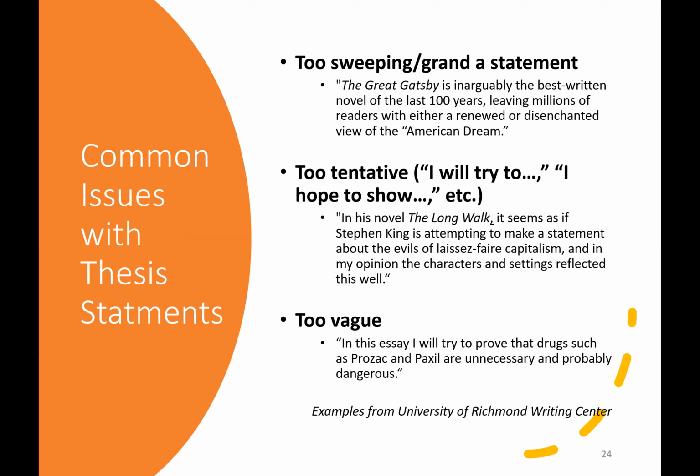You want to make sure it's specific, but you also want to make sure you don't alienate your reader with a statement like this: The Great Gatsby is inarguably the best written novel of the last 100 years. Well, if you start with a statement like that, a lot of readers are going to immediately disagree, and then you've lost them. And you're not phrasing it as an argument you're going to make. You're making a very large generalization that's going to be pretty much impossible to prove.